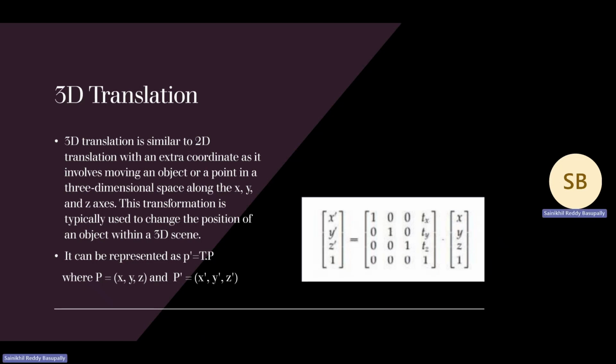So as we can see in the picture over here, after translating a point to the new position, x dash, y dash, z dash, we can see the resultant matrix with tx, ty, tz, which are the translation distances for x, y, and z axis. And in mathematical notation, we can represent the new point as P dash, where P is equal to x, y, z, and P dash equal to x dash, y dash, z dash, which is the new position of the object.